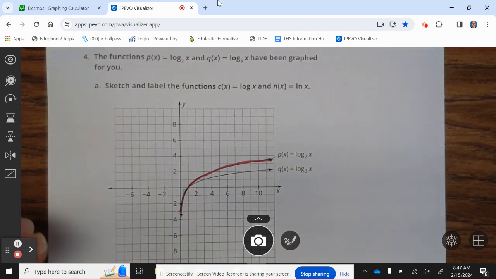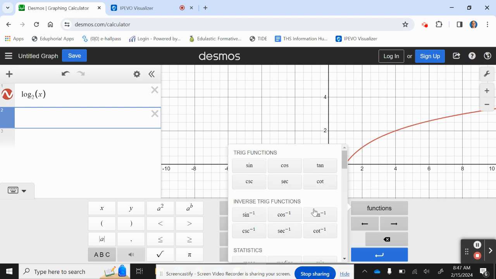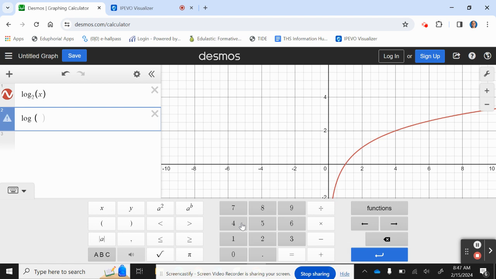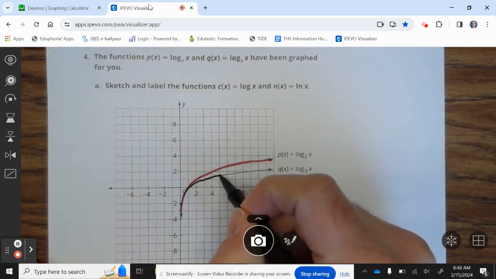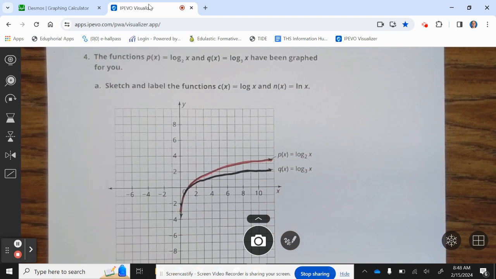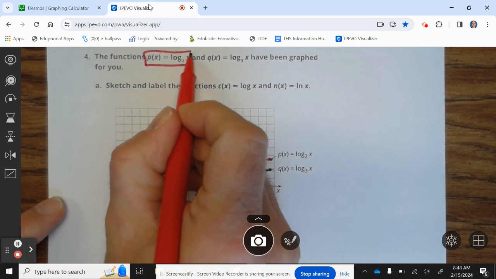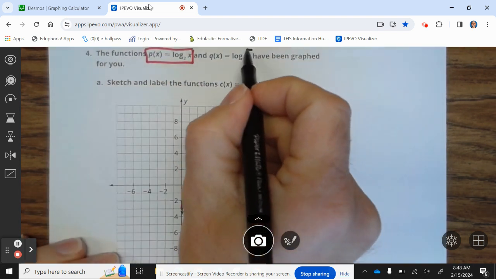Okay, and then let's go ahead and graph log base 3 of x. Let's go ahead and graph that in black. Okay, so this is in red. This is in black.